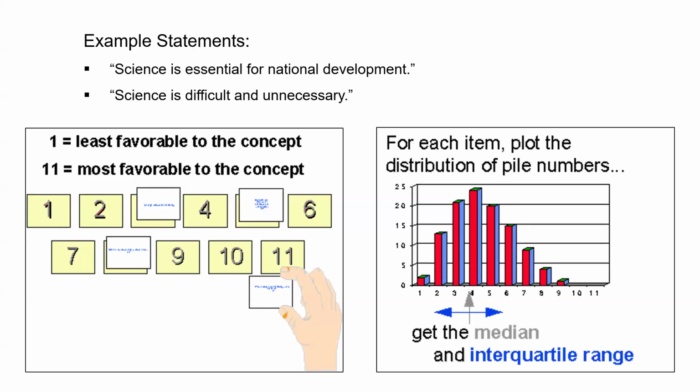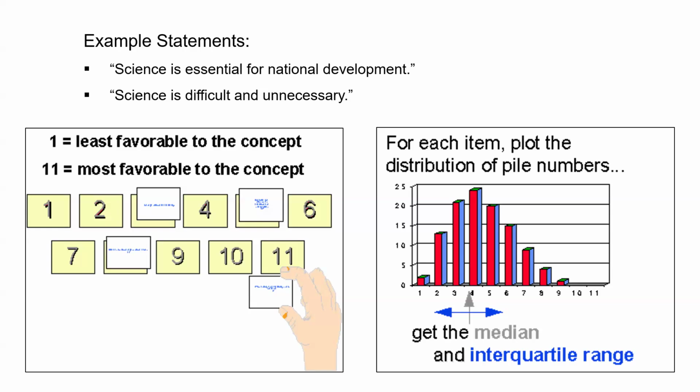If you think science is not difficult and it is necessary, what would be your answer? It should be 1. If you mark 1, the negative statement here. What does that mean? Science is not difficult and it is necessary. Please keep this in your mind. First one is the positive statement. The second one is the negative statement.